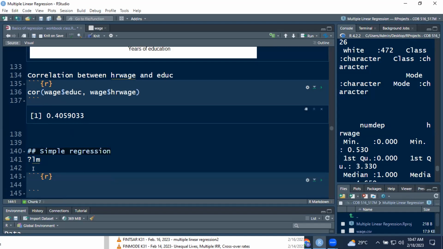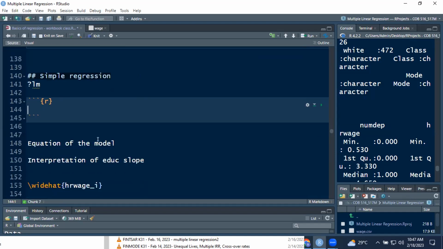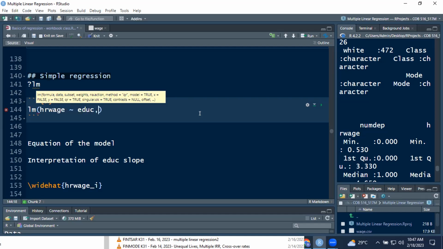Control Alt I. All right. So when you do regression in R, we use the LM function. Yan. Madali lang, no? LM. And then we identify the dependent variable. Ito hourly wage. And then hourly wage regressed. Yung regressed is tilde. No? So that shift nasa upper right, nasa taas ng tick mark. LM of hourly wage regressed on education. Okay. And then data is equal to wage.